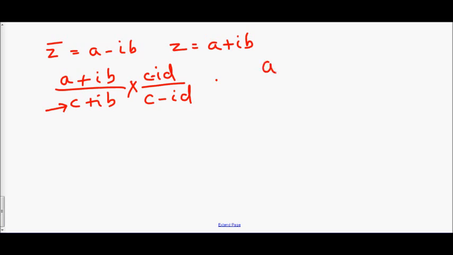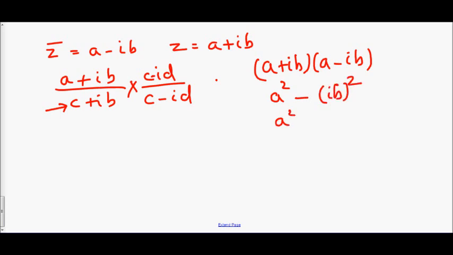because when you multiply a complex number with its conjugate, you get a plus ib times a minus ib. Therefore this is a square minus ib the whole square, which becomes a square plus b square. So you can see that on multiplying the conjugate with its complex number, you are getting rid of the i, so it becomes a real number, a pure real number.